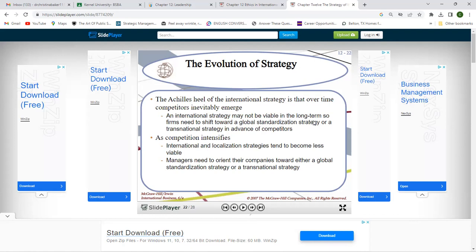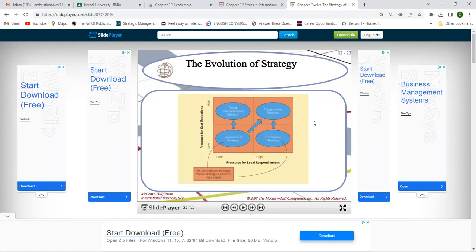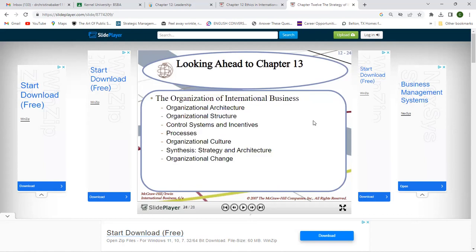As competition intensifies, the international and localization strategies tend to become less viable. Managers need to orient their companies toward either a global standardization strategy or a multinational strategy. Evolution strategy. Organization of international business: organizational architecture, organizational structure, control systems, incentives, processes, organizational culture, synthesis, strategy and architecture, organizational change.